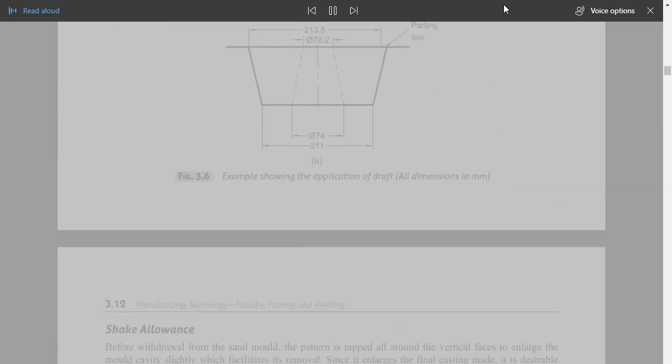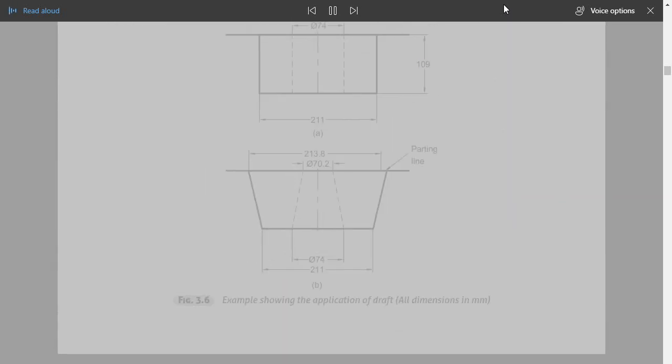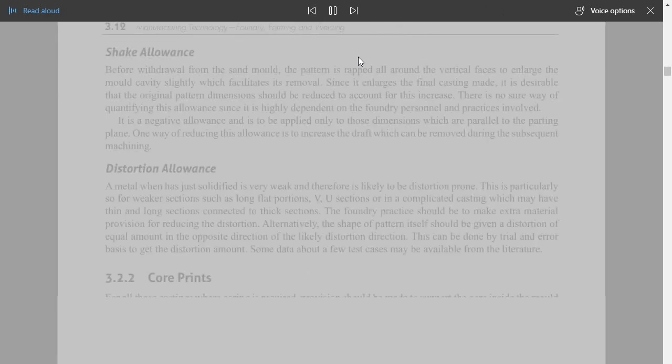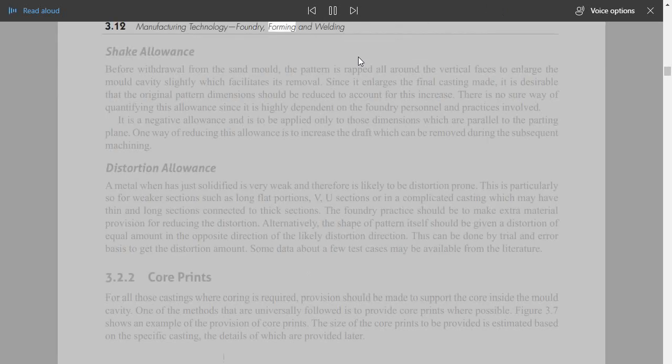Parting line. 74, 109, 211, 70.2, 213.8, 74, 211. A. B. Fig. 3.6 Example showing the application of draft, all dimensions in mm. 3.12 Manufacturing Technology: Foundry, Forming and Welding.